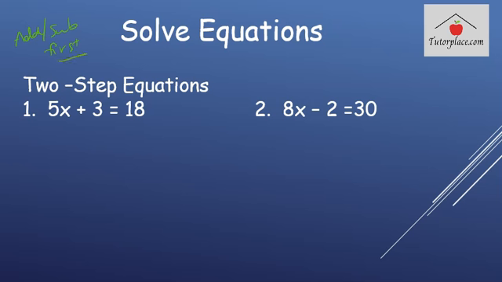So I'm going to subtract my 3. It's gone on this side, so I'm left with 5x equals 15.